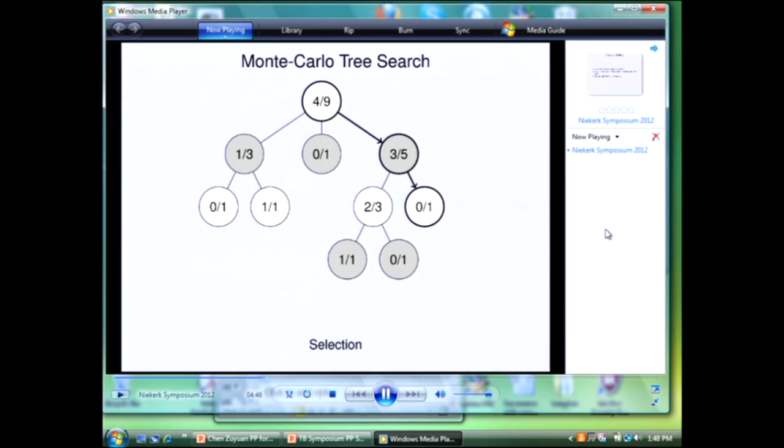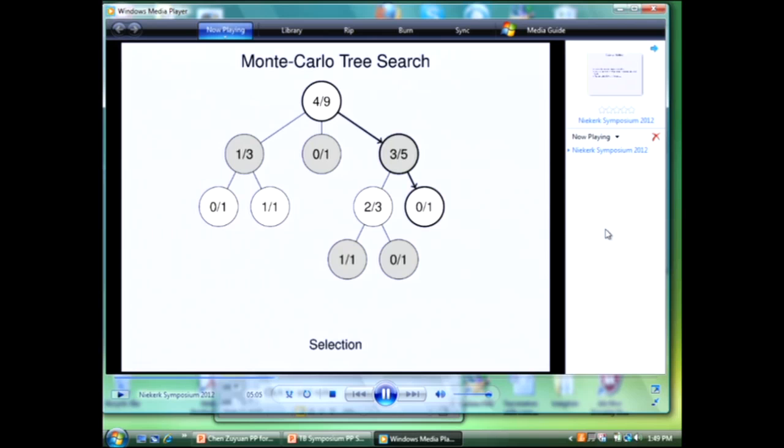Selection must balance exploration versus exploitation. Exploitation is when we select moves that are currently the most promising, and exploration is when we select other moves that currently seem worse but may eventually turn out to be better after more search. This can be compared to how a human might read in a Go game.